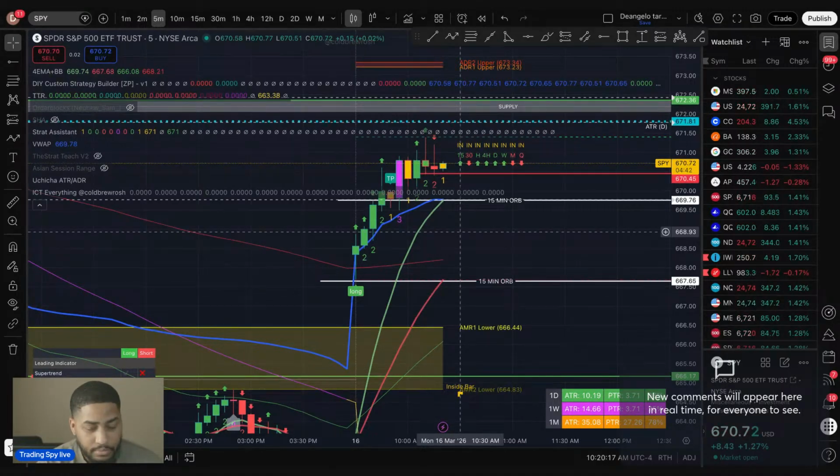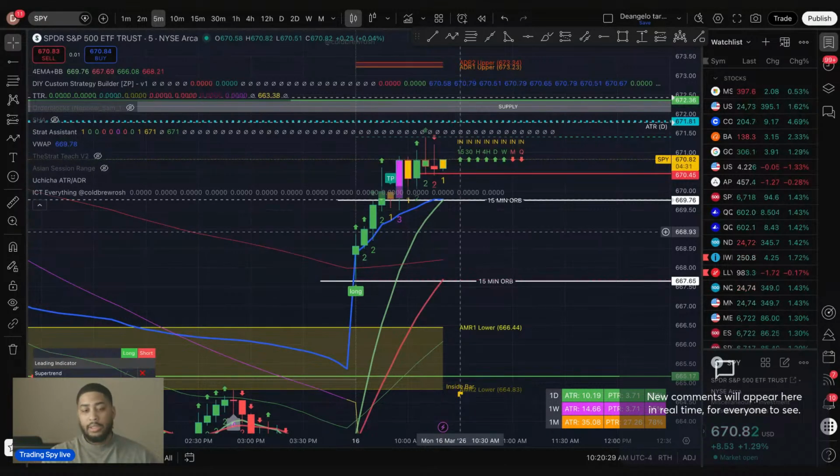But again, patience, because we missed the first setup. The first setup, we would have already been done for the most part. We'd have already got our money. But I'm gonna be better prepared next time.